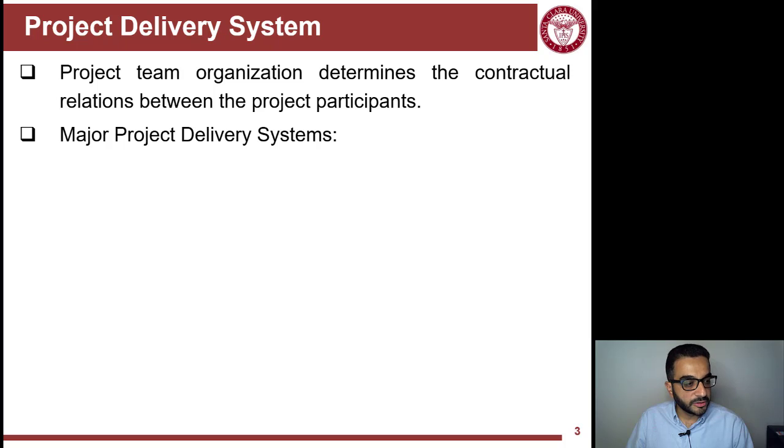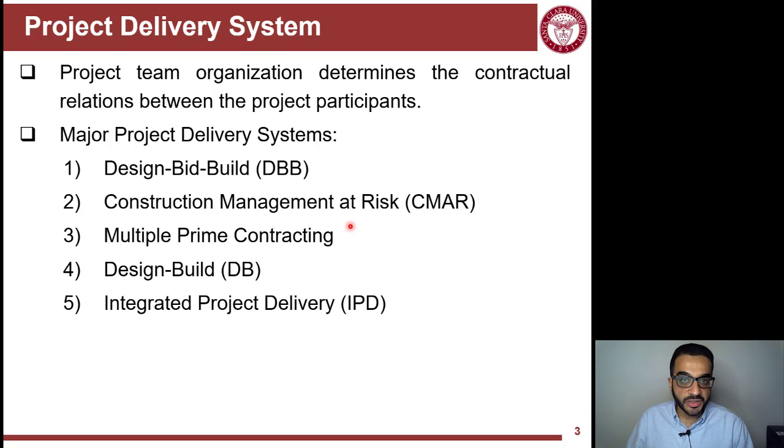There are different project delivery systems available, but we're covering here the 5 major ones: design, bid, build, construction management at risk, multiple prime contracting, design, build, and integrated project delivery. In this video, we'll cover the first, second, and the fourth delivery methods. Multiple prime contracting and integrated project delivery are not that widely applicable in the construction industry.